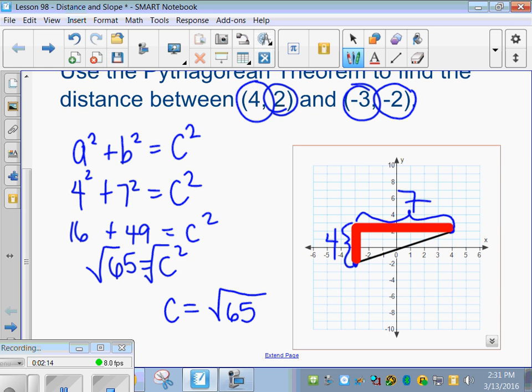If that simplifies, this is 5 times 13, so there's no perfect square number inside of it. So we're just going to leave it as the square root of 65. And remember, it's a length that we're talking about, so it's always going to be positive. That's why we don't have the plus minus in front.